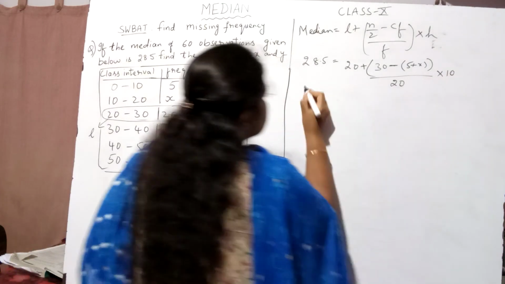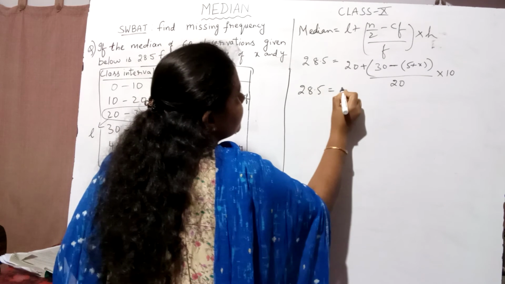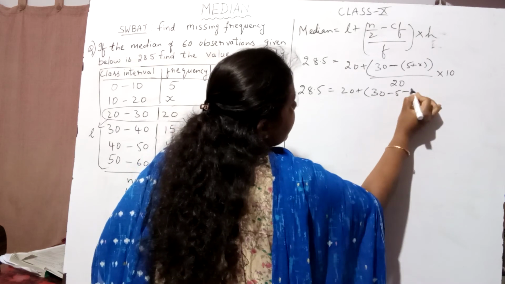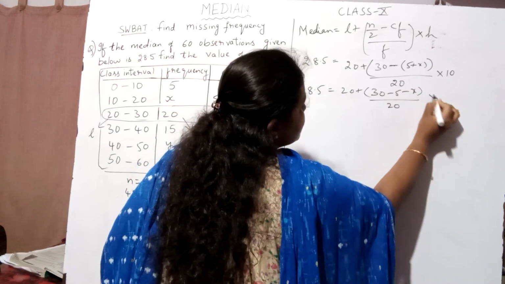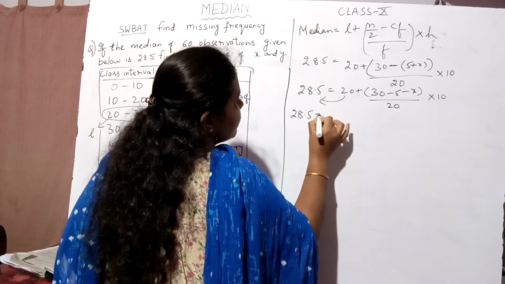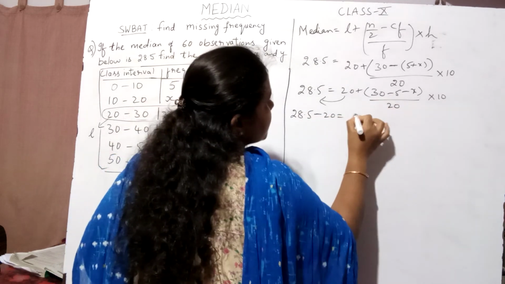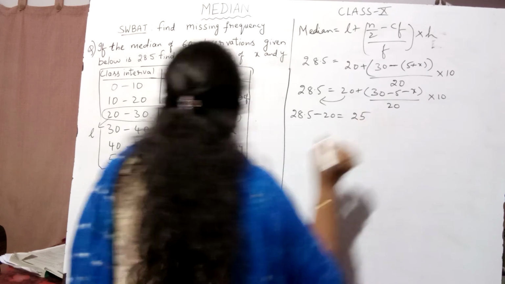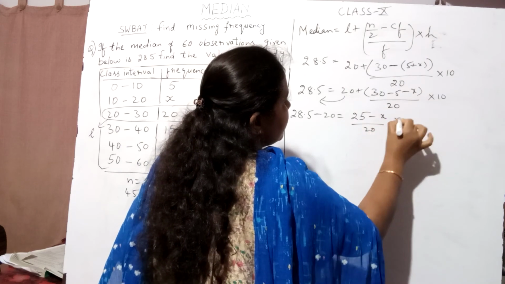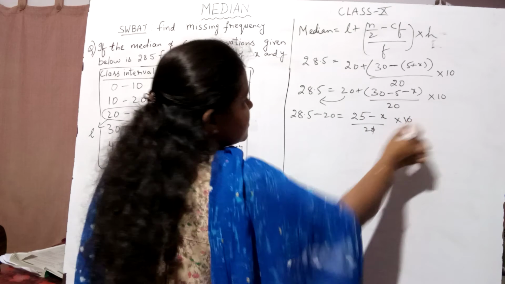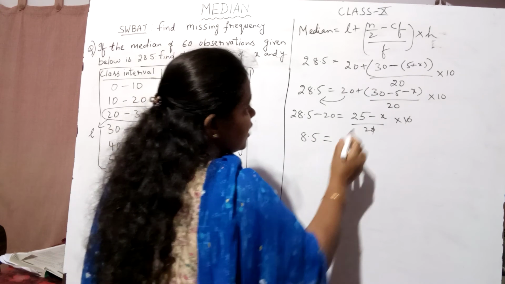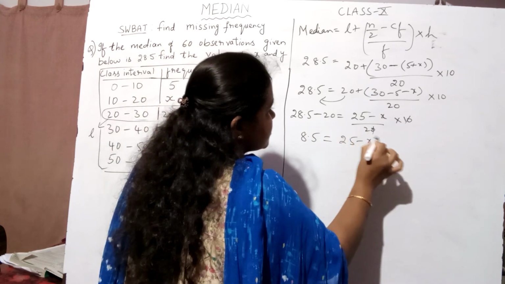Now simplify it. So this is 28.5 is equal to 20 plus, inside what you get, 30 minus 5, minus into plus is minus x, by 20 into 10. So you bring this 20 to the left side. So 28.5 minus 20 is equal to 30 minus 5, we'll get it as 25 minus x by 20 into 10. So we can cancel this. So we'll get 8.5 is equal to, 28.5 minus 20 is 8.5, this is 25 minus x by 2.